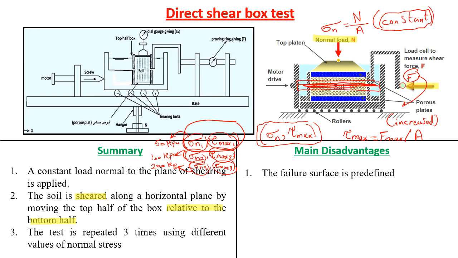However, in reality, this is not true. The failure surface in reality is not known, but in the direct shear box test, you have predefined the failure surface to be a horizontal one between the two boxes, the upper one and the lower one.